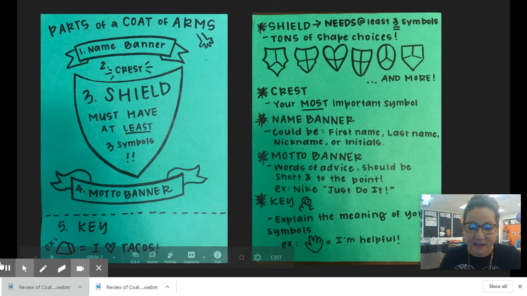Okay. The last thing you have to have is way at the bottom, a key. So when I say a key, I don't mean a key to your car. I mean like a key on a map. And a key on a map would explain what the symbols mean.